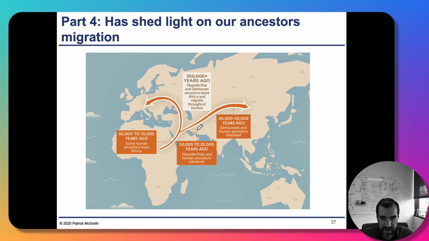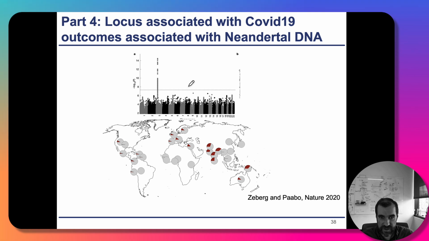And that has shed light on human evolution and some important hybridization events between modern humans and these ancestral populations. And one of the weird things that occurred, one of the loci that is associated with COVID-19 outcomes, whether you have a bad or a positive outcome, was also identified and shown to be associated with Neanderthal DNA.